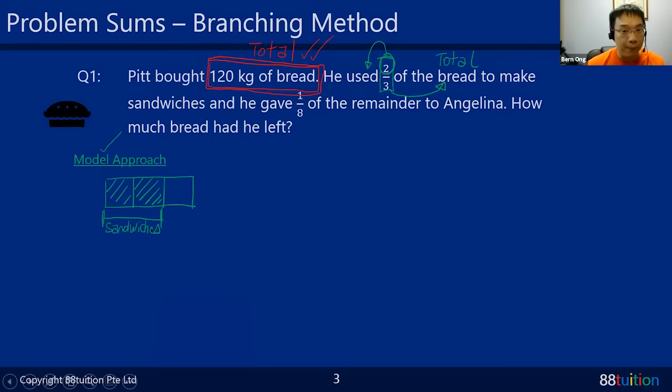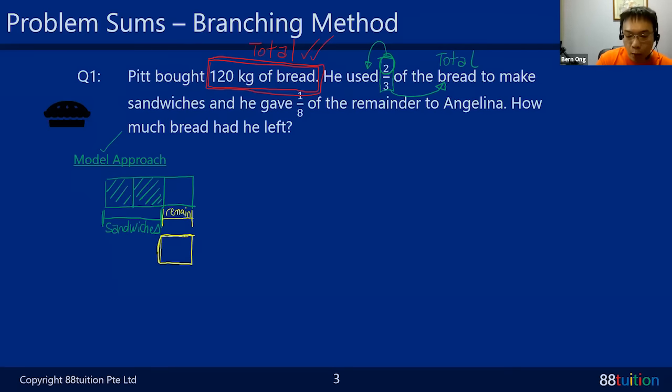Okay. Then what happened? The remainder. How much of the remainder? 1/8 of the remainder. Where's the remainder? It's actually this portion here. This portion here, the yellow color, is called the remainder. So usually I will use another model to model downwards like that. I'm talking about this portion here. This is called the remainder portion.